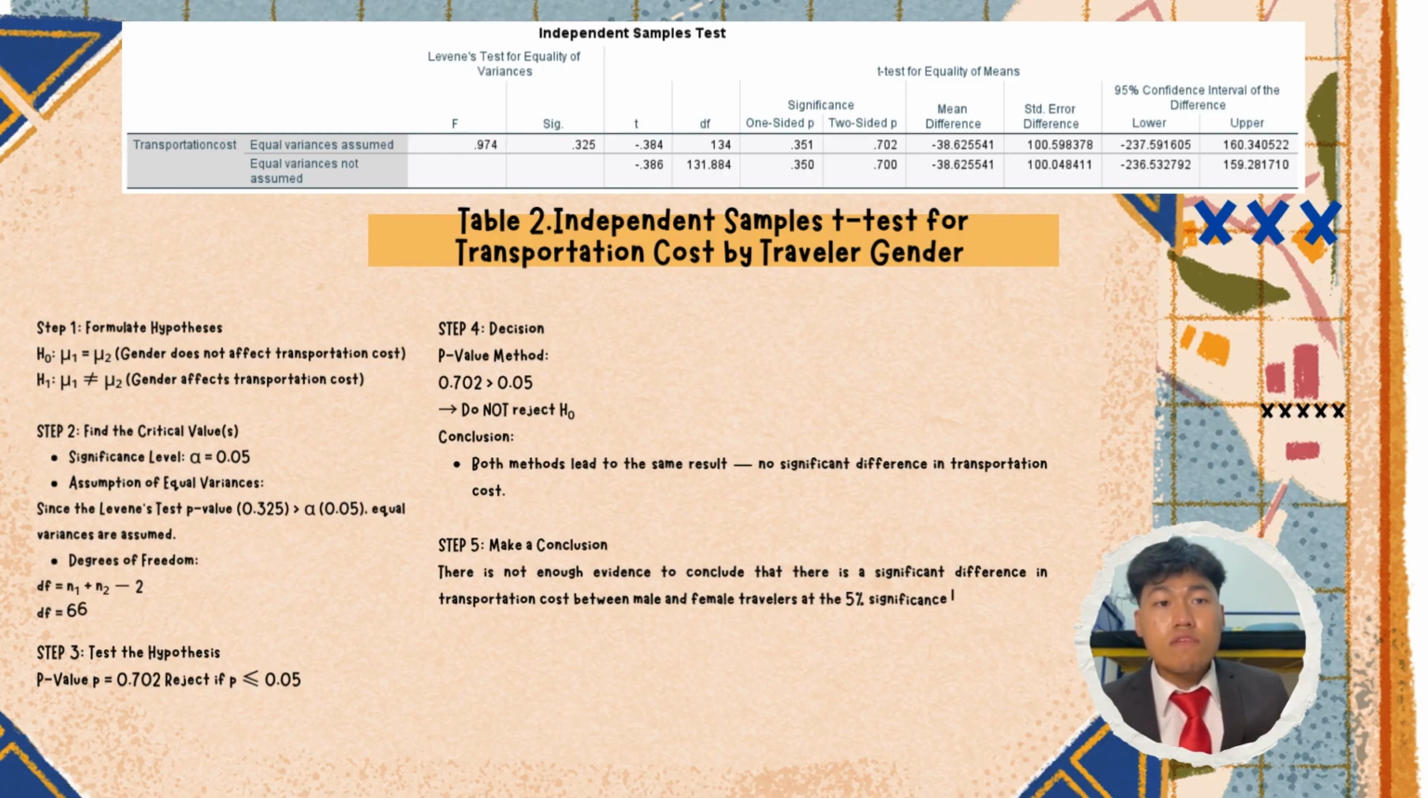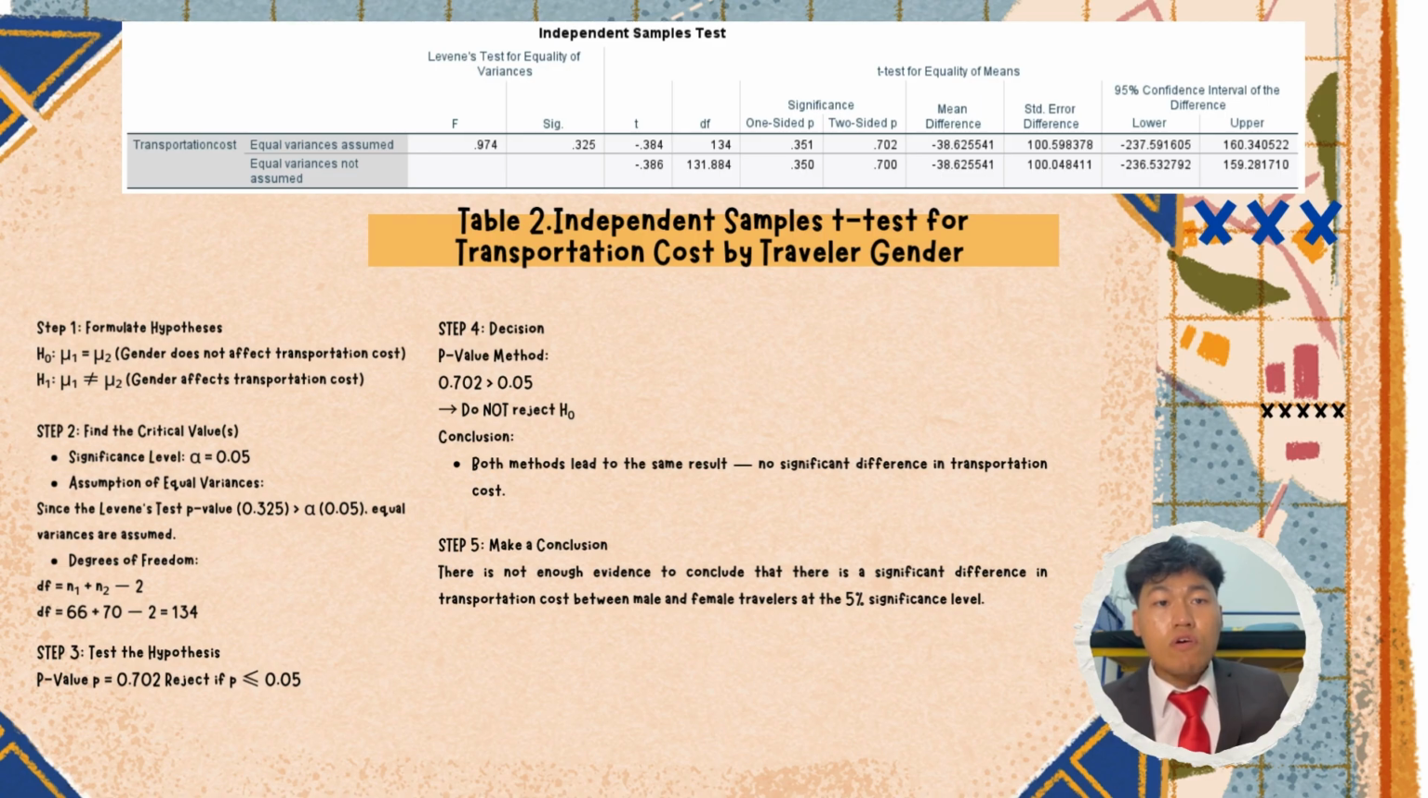Here, our calculated t-value is negative 0.384 and the degrees of freedom is 134. The crucial part is the p-value, the two-sided p-value of 0.702. This is the probability of observing our result if the null hypothesis were true. Since the p-value of 0.702 is much greater than our significance level of 0.05, we fail to reject the null hypothesis.